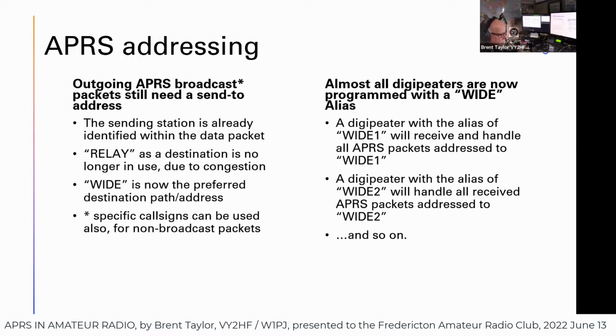You can also send a packet to a specific call sign, as is still done all the time in regular AX.25 145.01 type packet, but with the APRS, it's typically a broadcasted thing. So now a digipeater will be programmed with an alias that says wide. Now it'll be wide 1 or wide 2, typically. A digipeater that has the alias of wide 1 will recognize any packet that's out there that's addressed to wide 1. The digipeater will take that packet and do something with it. Another digipeater down the road might be addressed with wide 2, and it'll receive and handle all the packets that are addressed wide 2. There's such a thing as wide 3 and so forth, but typically in North America, wide 1 and wide 2 are the only ones that really are common in our world.